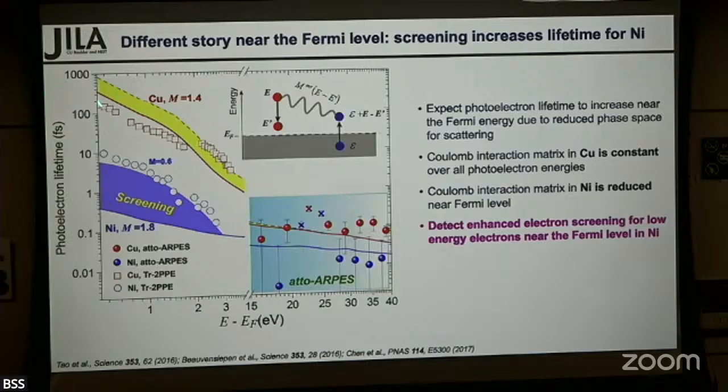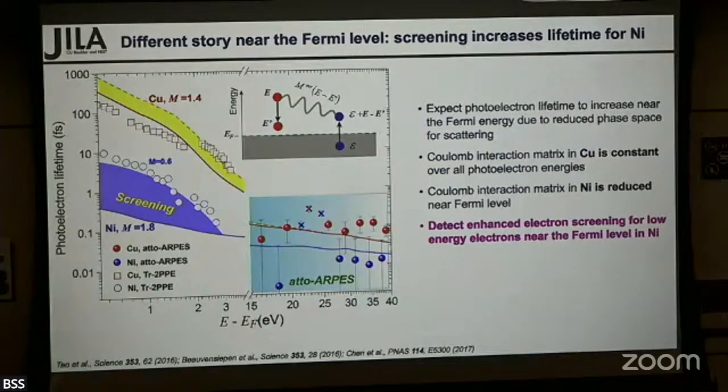Yeah, and this is 2-photon photoemission data. Is it scattering from states really close to the Fermi level? Yes. Down here, the differences are much less than the Fermi energy. Exactly. So the ability to measure electron scattering and figure out what the Coulomb interaction matrix is can let you say what screening is near the Fermi level.